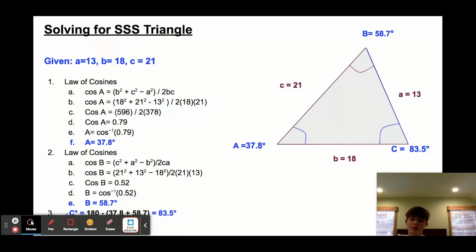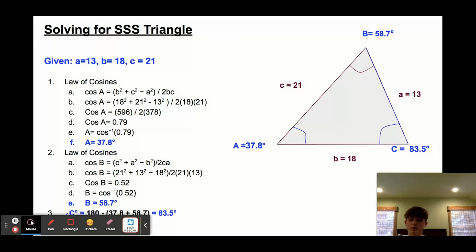Now we use the same process for angle B. We use law of cosines, and after isolating for cosine B, we get cosine of B equals c squared plus a squared minus b squared, divided by 2ca. We plug in the values and we get cosine of B is equal to 21 squared plus 13 squared minus 18 squared, divided by 2 times 21 times 13, which becomes cosine of B equals 0.52 after simplifying. We use the cosine inverse again and we get 58.7 degrees as our angle B.